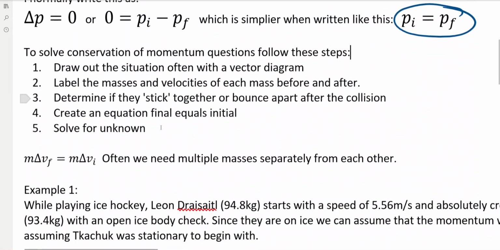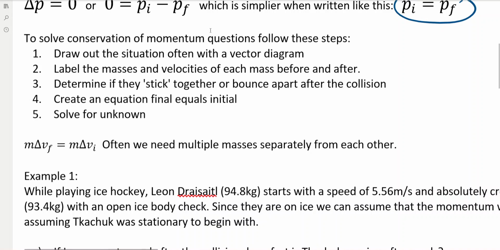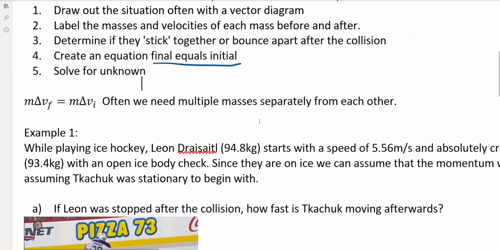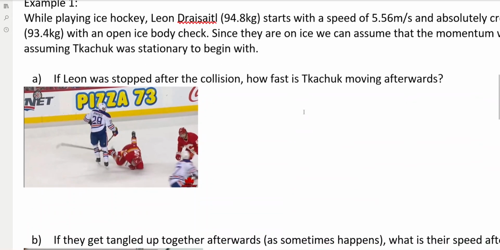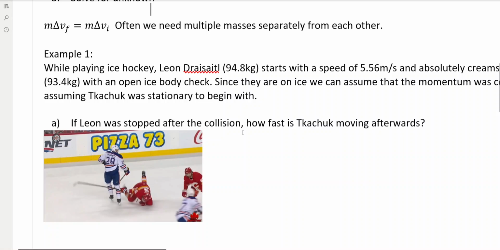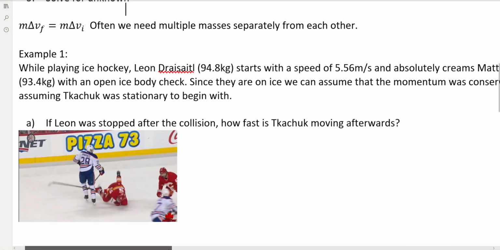Let's move on. To solve a conservation of momentum question, we follow these steps. We draw the situation, often with a vector diagram, and label the masses and velocities before and after. Determine if they stick or bounce apart after the collision, create an equation, final equals initial. This is the big idea here. Then solve for the unknown. Often if we have multiple masses, we need to separate out the different equations. So here we go, this is example 1. Let's do a couple of these.